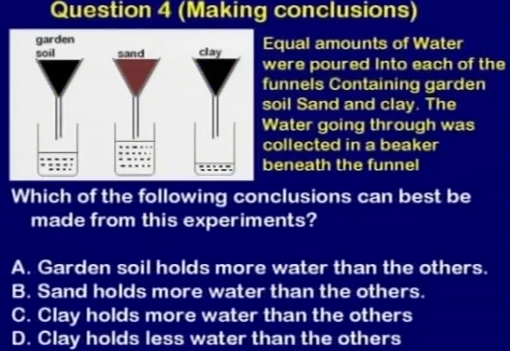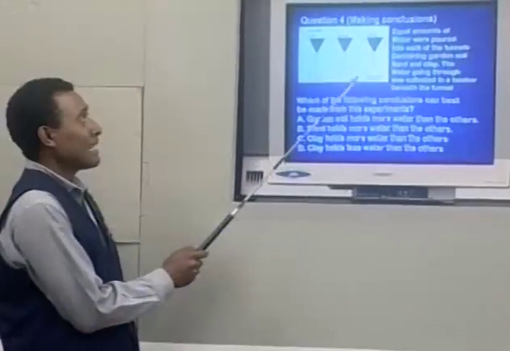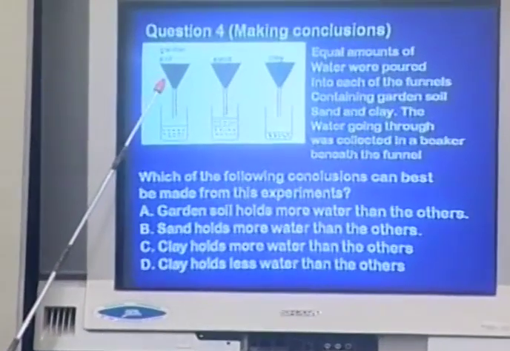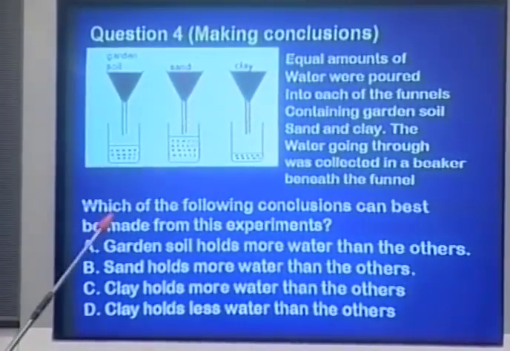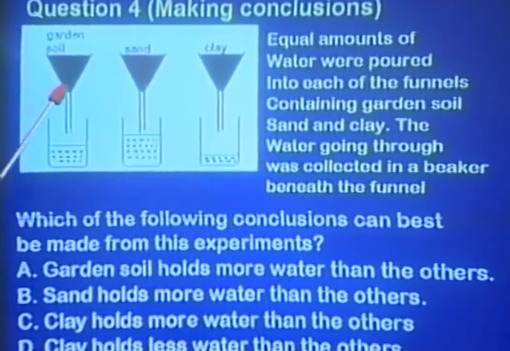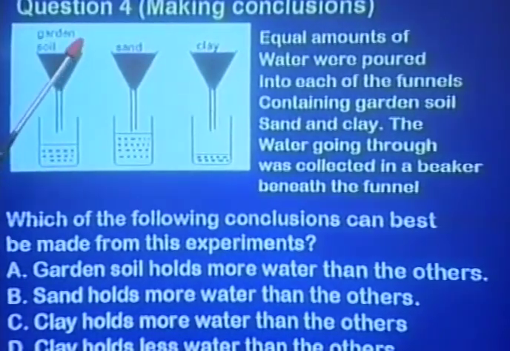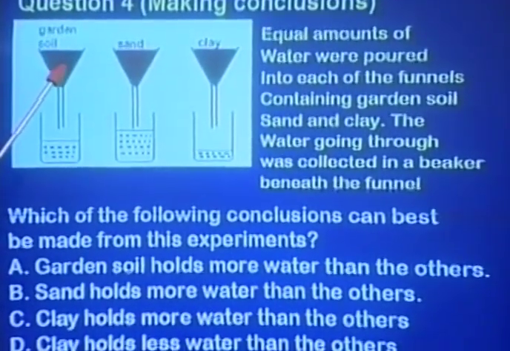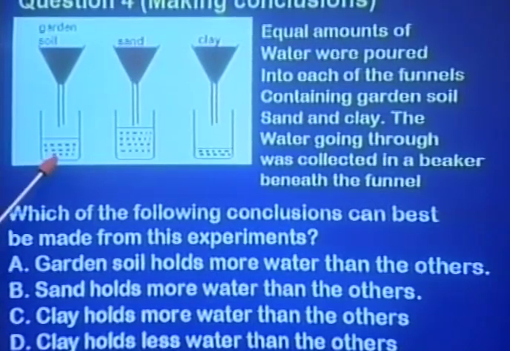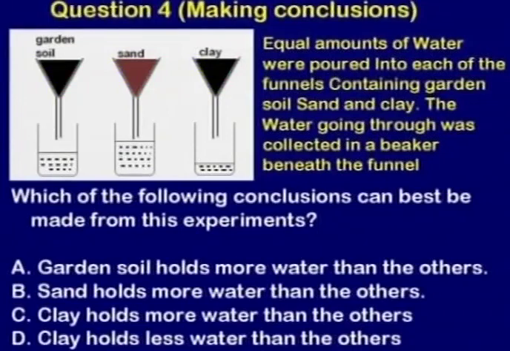Equal amounts of water were poured into each of the funnels containing garden soil, sand, and clay. So these funnels have different types of materials there. The water going through was collected in a beaker beneath the funnel. So we have the beakers here, and water was poured through the funnel that contains each of those substances or materials, and the water went through and it was collected by the beaker. Which of the following conclusions can best be made from these experiments?